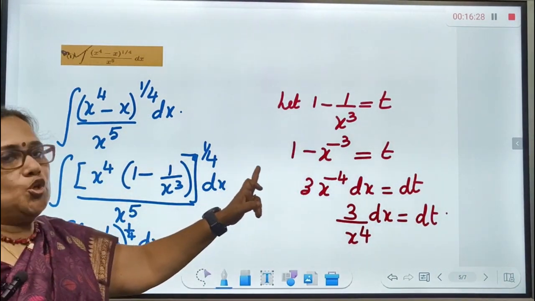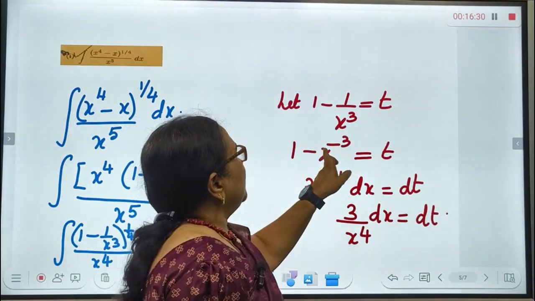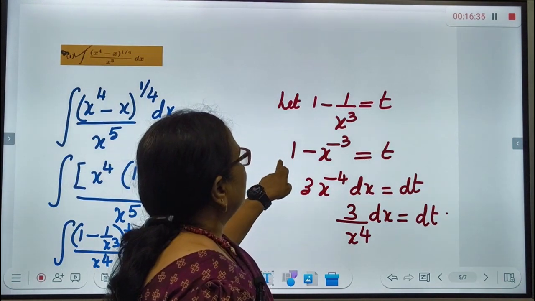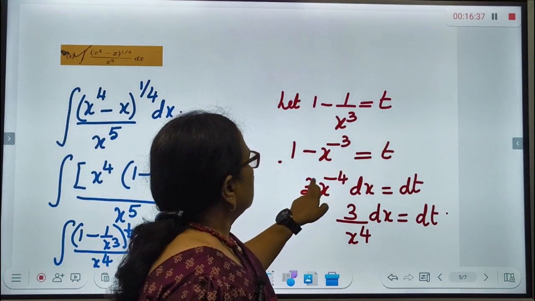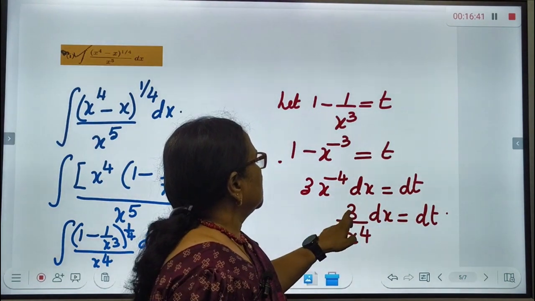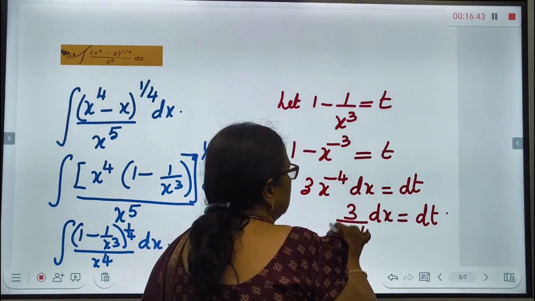One minus 1 by x cube is t. 1 minus x to the power minus 3 is t. Derivative of 1 is 0. Differentiating, minus into minus 3 is 3. X to the power minus 4 dx is dt. That is 3 by x power 4 dx is dt.